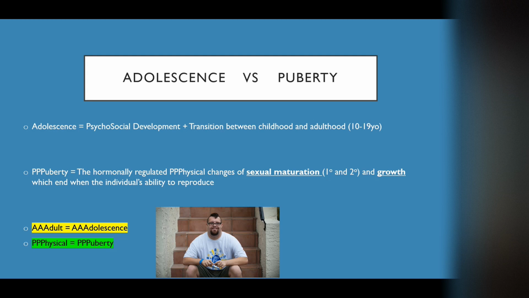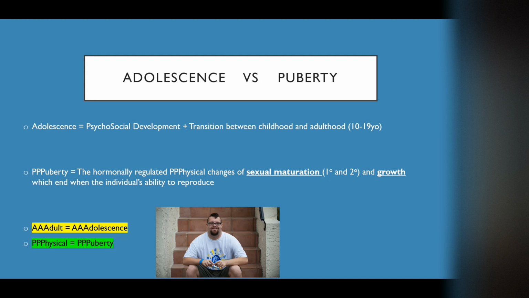Puberty, as Victoria said, is a hormonally regulated physical change of sexual maturation and growth. It ends with the individual's ability to reproduce. So remember, this is my mnemonic: adult way of thinking is adolescent, and physical changes of sexual development and growth is your puberty. And puberty varies, while adolescence should be following the brain development.